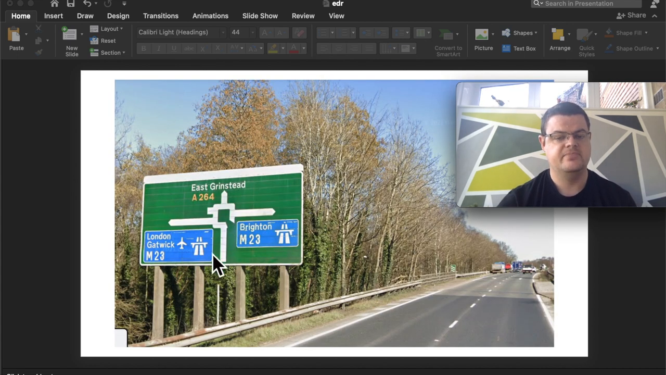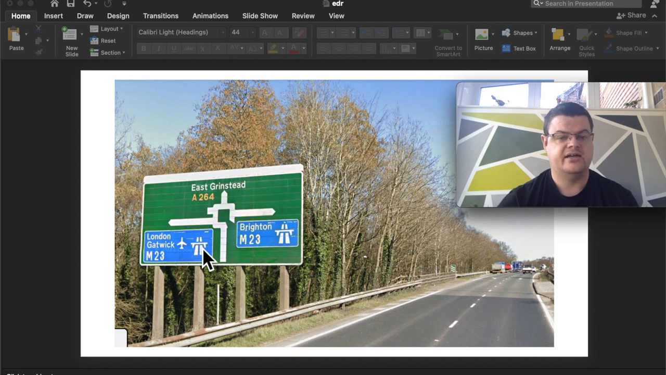And then this time, M23 could be left or right, so you do here have to have a bit of, dare I say, common sense to realise which way you want to go on the motorway. We want to go north towards London and Gatwick, which is going left. If we went right towards Brighton, that's going south, which is basically just the way we came from. So we're going to go left towards London and Gatwick, back onto the M23.